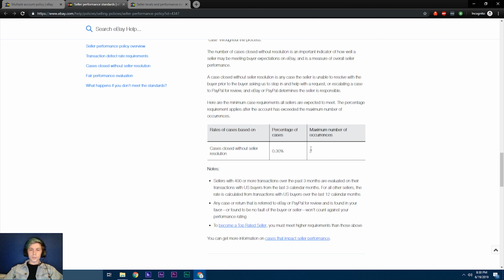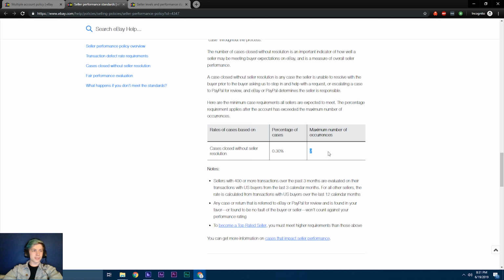So cases, if you have more than two of these closed against you in, I think, a six-month period, then you're going to be in trouble there, and your account's going to go below standard. That's why I always say it's really important to deal with your cases and stay on top of them. It's okay to have a case go to eBay as long as you know you're going to win. If you have a tracking number proving it was delivered, and they say they never got it, and you've double-checked the addresses match, then you're fine to let that go to eBay.